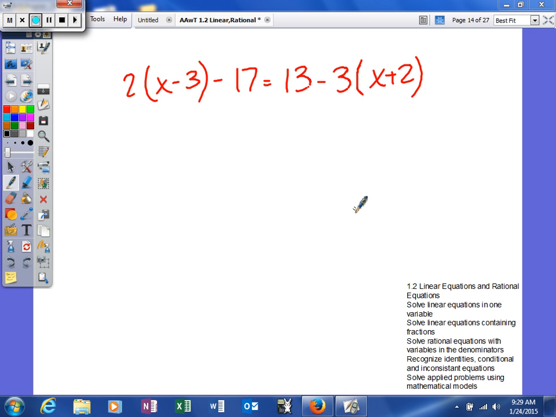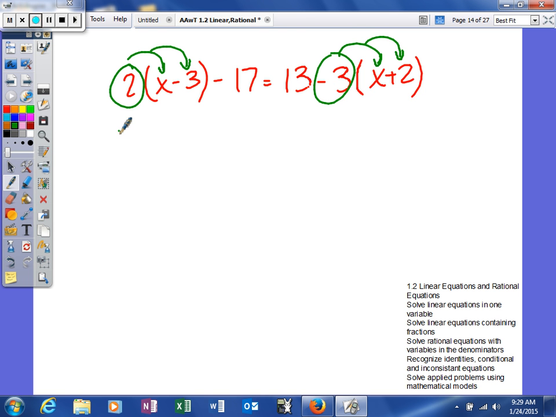So before I can start moving stuff around, I've got to distribute. So I'm going to get rid of my parentheses. The way you get rid of your parentheses is you take the coefficient of the parentheses and multiply it by everything in the parentheses. It's not too difficult here to see the coefficients too, but over here, make sure you take the negative sign with you. Common mistake, you don't distribute the negative. This will give us 2x minus 6 minus 17 is equal to 3 minus 3x minus 6. Hopefully I did that correctly.